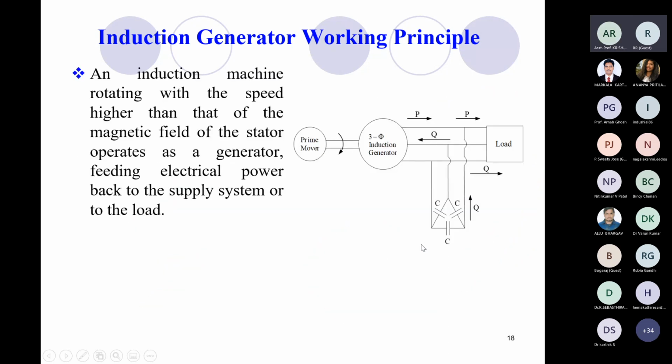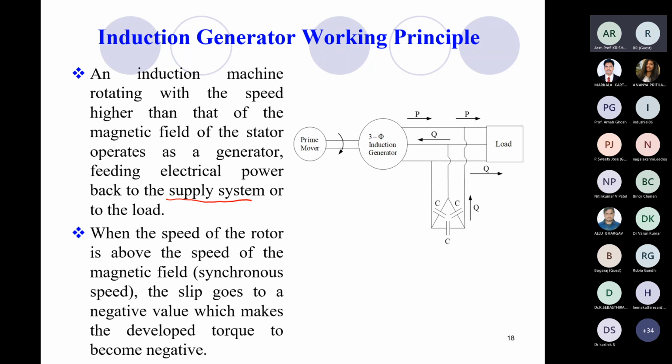So the working principle is like this: an induction machine rotating with a speed higher than that of the magnetic field of the stator operates as a generator, feeding electrical power back to the supply system or load. Back to the supply system means when it is connected to the grid, but if it is a self-excited induction generator, it is not connected to the grid. In that case, these capacitors will supply the reactive power, and whatever voltage is generated by this induction generator is fed to the load connected to its stator terminals.